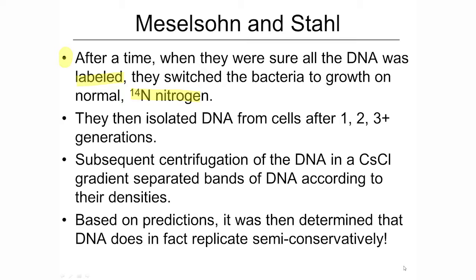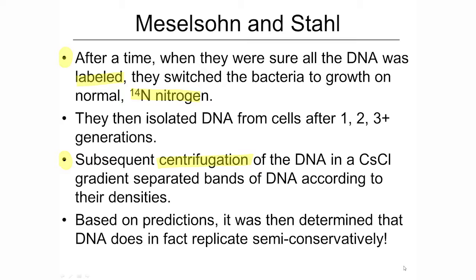Now, how do you figure out what's heavy DNA and what's light DNA? This was in the 1960s, I believe. They really didn't have technology like we have today. But what they could do was centrifuge the DNA in a so-called cesium chloride gradient.